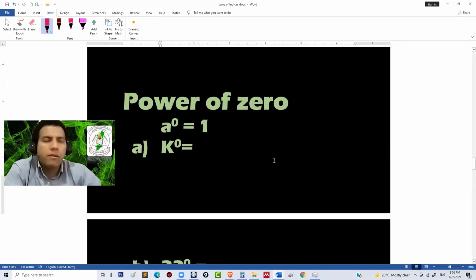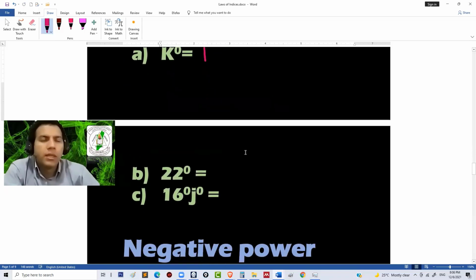What about the power of 0? Anything raised to the 0 power is 1. So k to the 0 power, the answer is 1. 22 raised to the 0 power is 1. 16 raised to the 0 power is 1. J raised to the power of 0 is 1. So anything raised to the 0 power is 1.